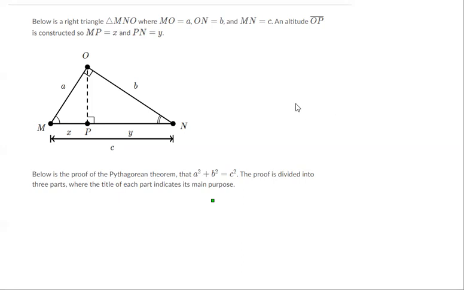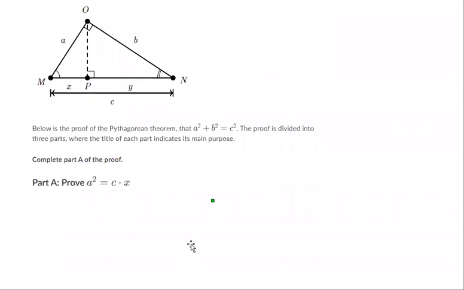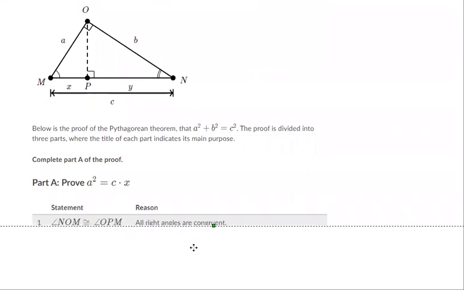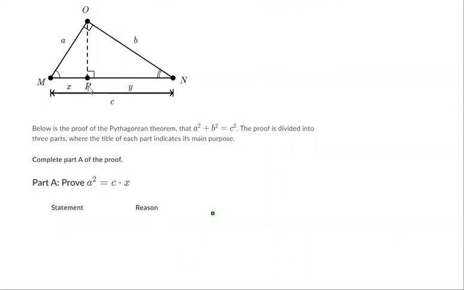So to prove this relation, we are going to use a couple things at once. The first part, okay, we are going to prove A squared, which is one part of the relation, is equal to C times X. C is the hypotenuse of the larger triangle, and X is one of the lengths of this triangle. And then A is the hypotenuse of this smaller triangle, as well as the leg of this larger triangle. So it looks like we are going to need to use this triangle, and then this larger triangle.